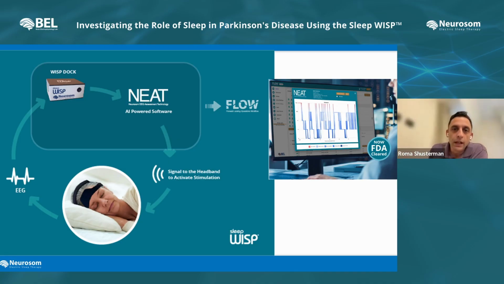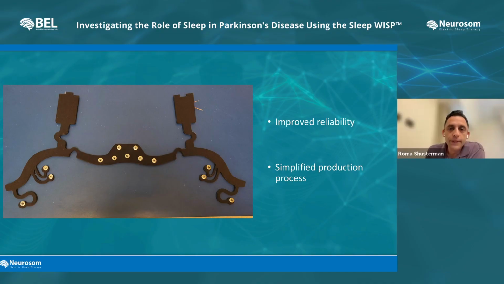Next. A few improvements were done to improve reliability and simplify manufacturing. So one of the major improvements we did is on the level of the headband. This picture shows the part of the headband before it's assembled with electronics and turned into the full assembly. And these are the sides facing the head, and these show the positions for the electrodes.